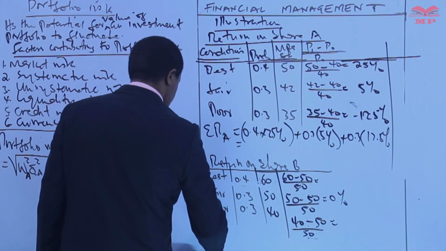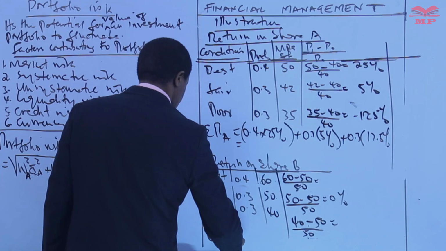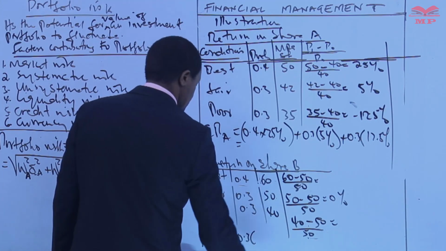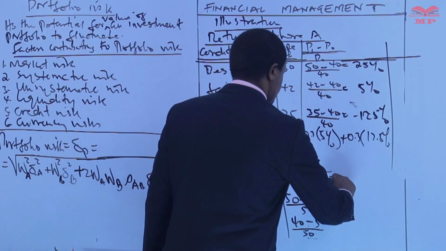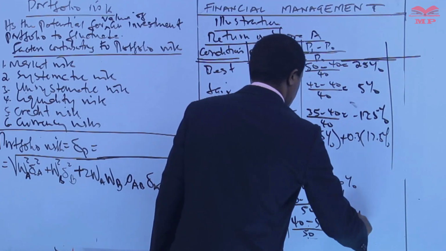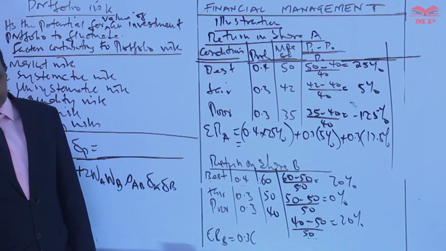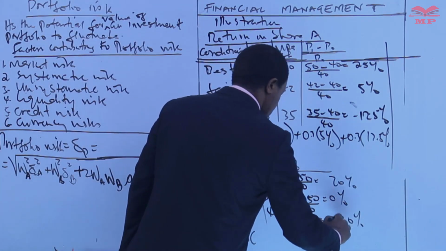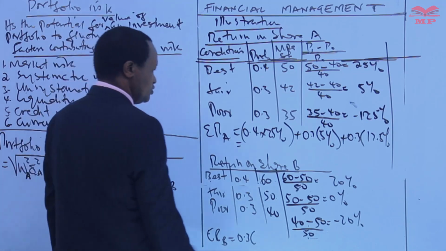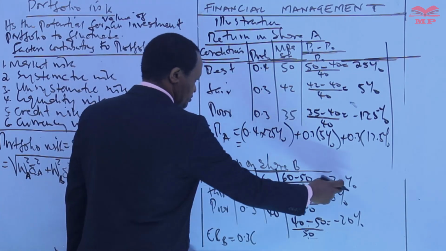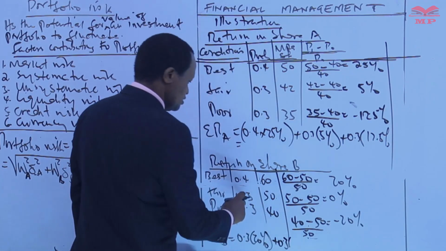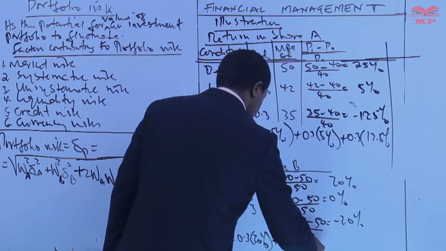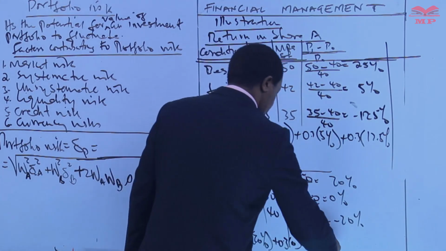So the expected return for share B: 20%, 0, negative 20%. And therefore, the expected return for B will be equal to 0.4 times 20% plus 0.3 times 0% plus 0.3 times negative 20%.